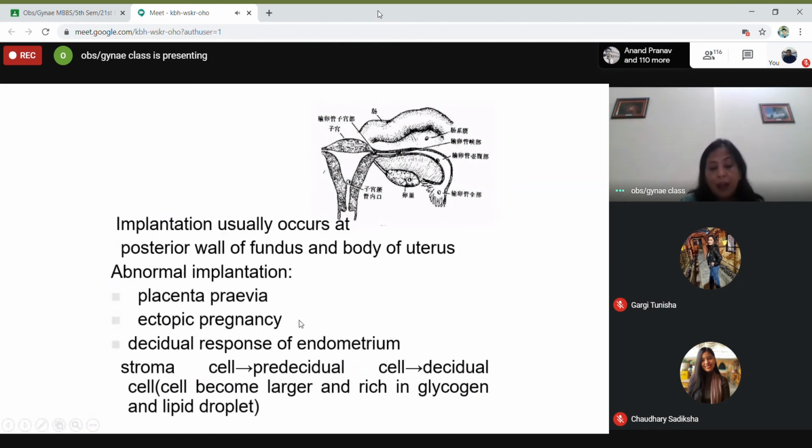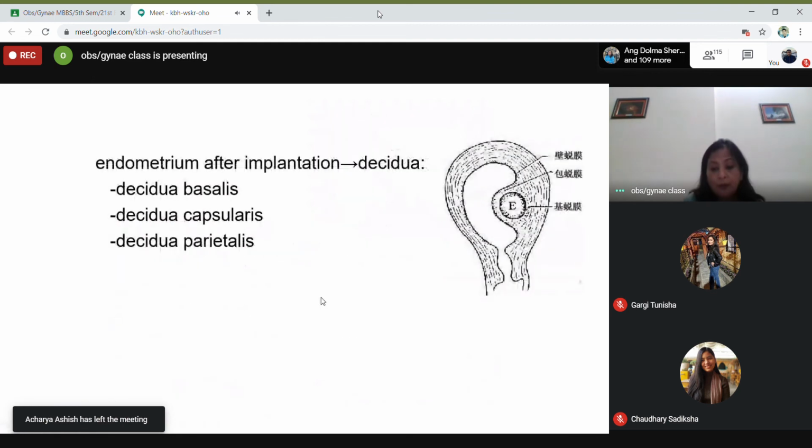So after the implantation, the endometrium of the uterus changes. After implantation, it decidualizes, so it is called decidua. The decidua which is at the base of this implantation is called decidua basalis. The decidua which covers the embryo is called decidua capsularis. And the decidua which is around the uterine cavity, away from the embryo, is called decidua parietalis. Okay.